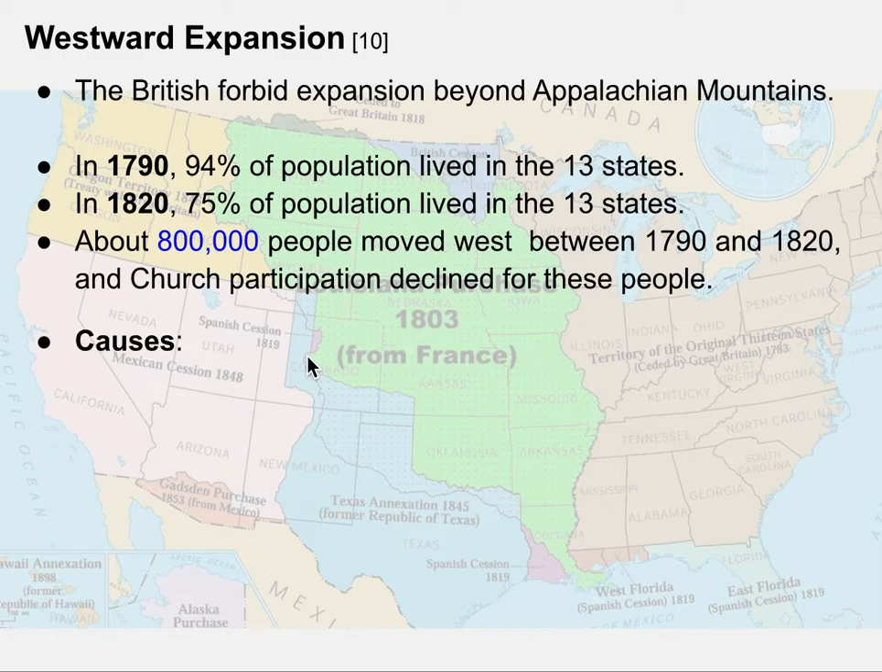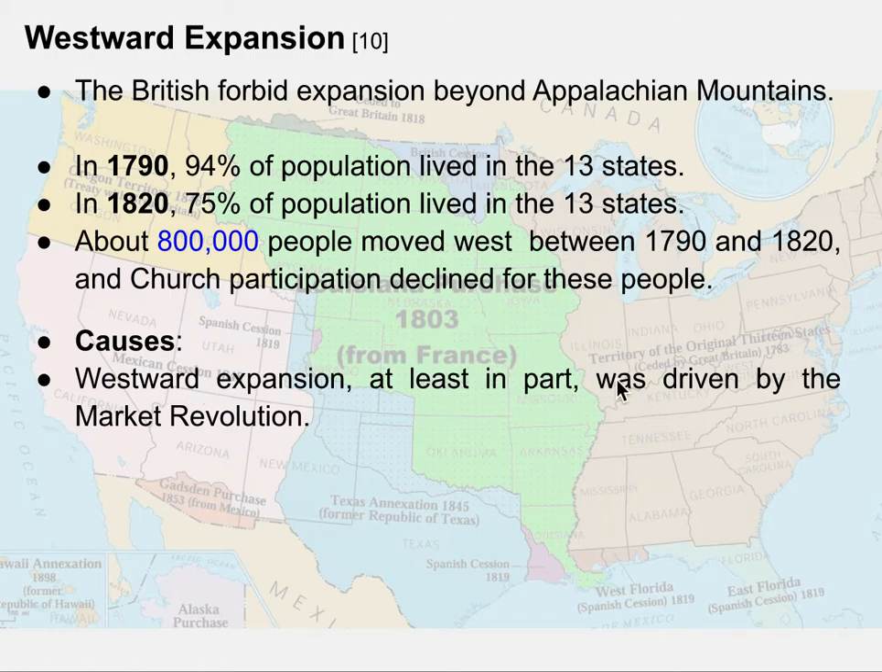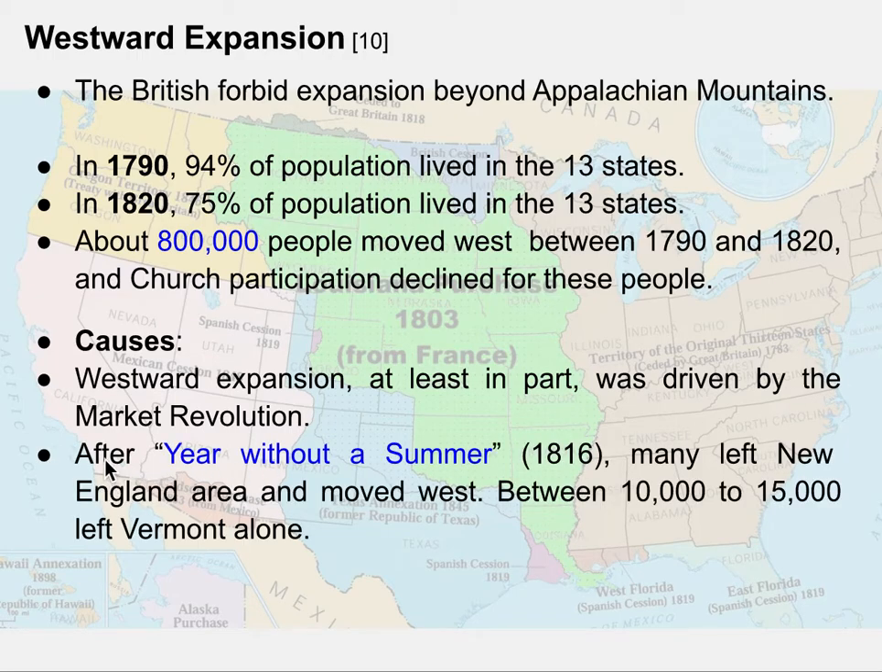Causes of this westward expansion, as I mentioned, westward expansion was at least in part driven by the market revolution. Once again, being able to get your goods to distant markets. It could also be caused by the year without a summer. So in 1816 or 1815, that's when the volcano exploded and it caused the year without a summer. One source says many left the New England area and moved west. And one source says between 10 and 15,000 people left Vermont alone. I couldn't find a source of how many people actually moved in the year without a summer. But the only one I could find was Vermont.